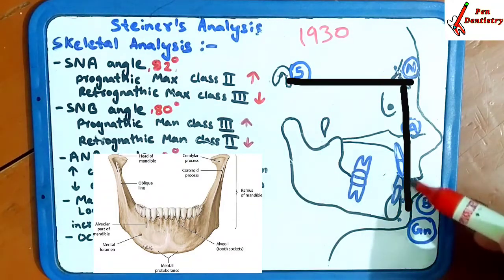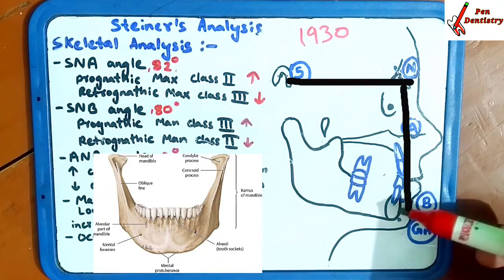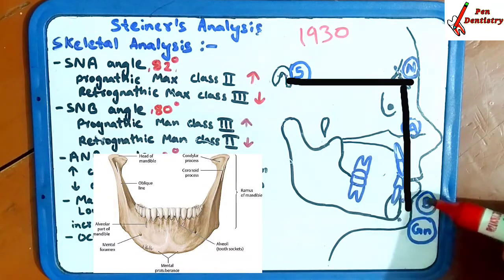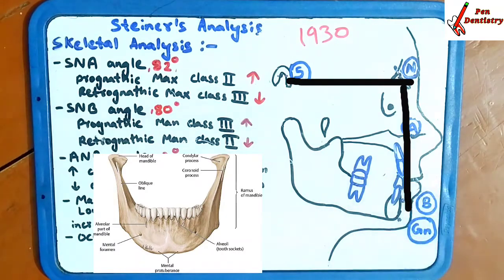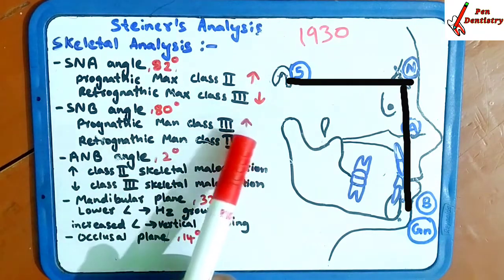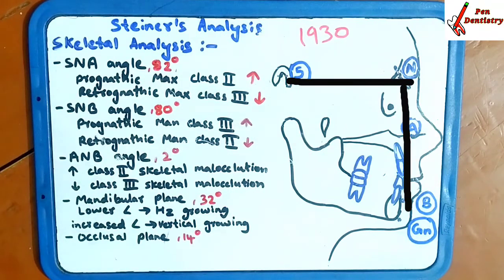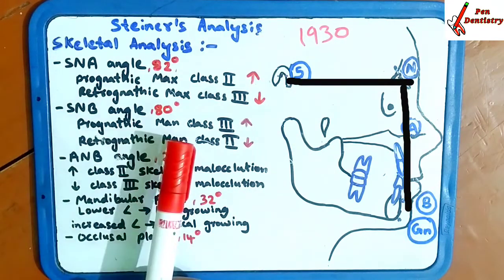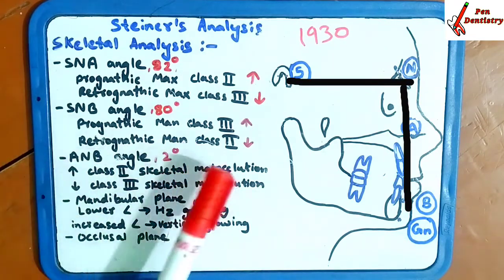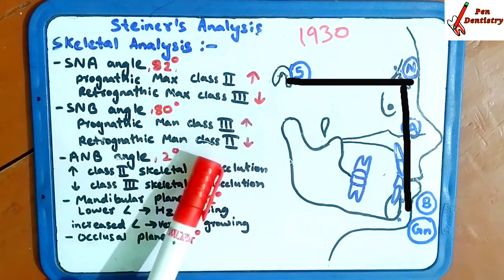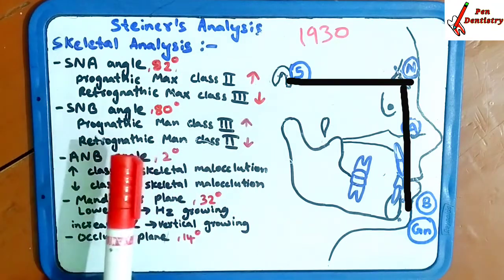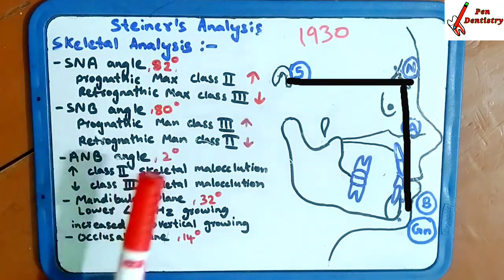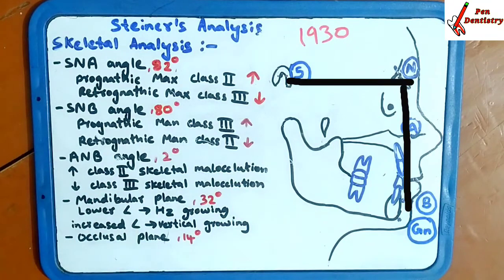This is the alveolar crest and this is the mental process. So this is where the B point is located. The mean value is 80 degrees. When the SNB angle is increased, class 3 malocclusion occurs and a thick mandible is present. When the angle is decreased, class 2 malocclusion will occur and the mandible will be retrognathic.